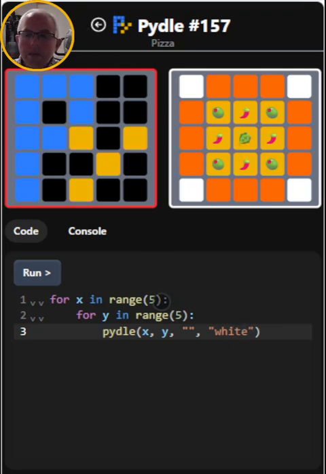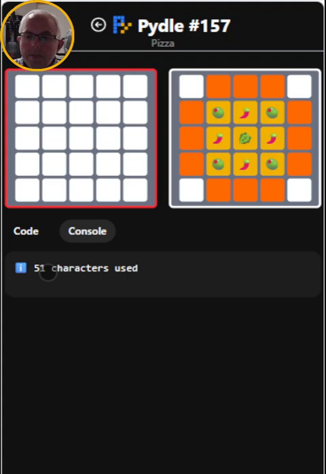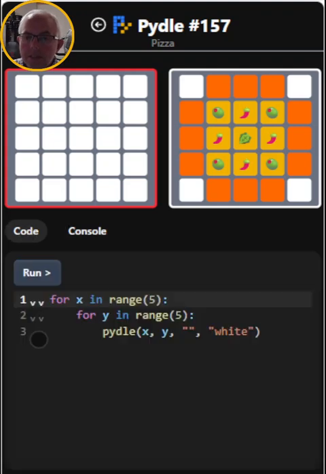Some players really try and get it in the minimum amount of lines, or not lines, characters. So when you run a piece of code, the number of characters would be displayed. So 51 characters, and that is with code that does nothing. Some players basically solve a whole Pydle in about 90 characters, which is quite impressive.